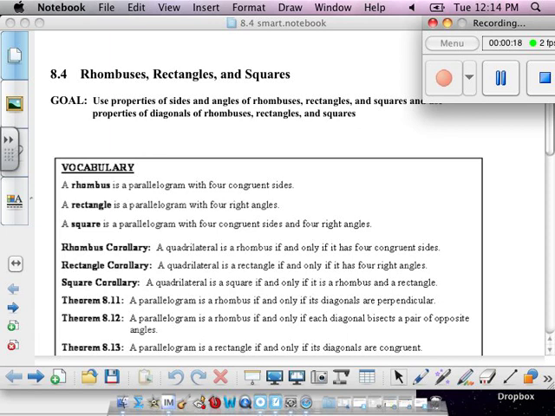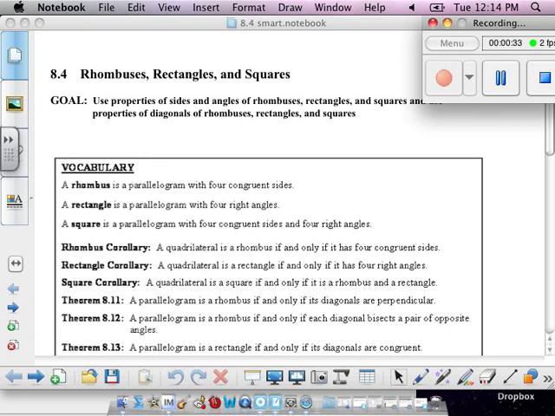I like to think of it as the rectangle and rhombus had a baby and it was a square. Okay, because it has both qualities of a rectangle and a rhombus. Hey, you'll remember it if I say it like that. I know it's silly.